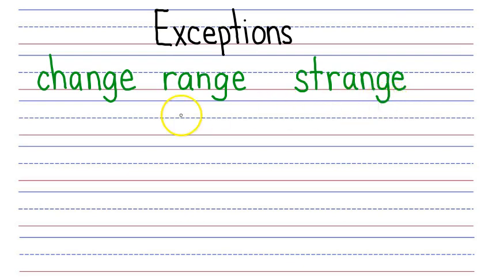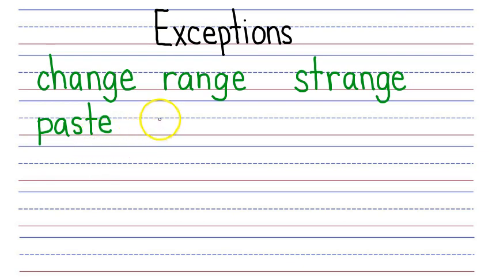Next word, paste. We have a P that says P, an A that needs to make a long A sound, an S that says S, a T that says T, and a silent final E that jumps over two consonants to help the A make its long A sound. P, A, S, T, silent final E, paste.